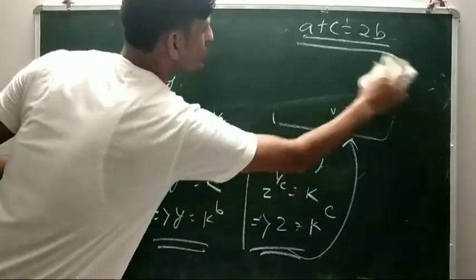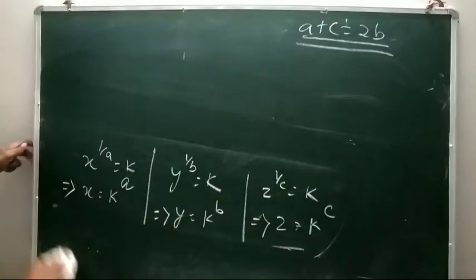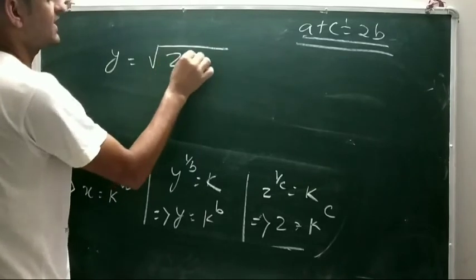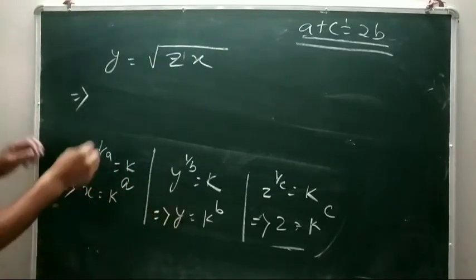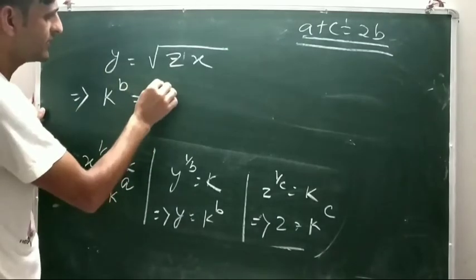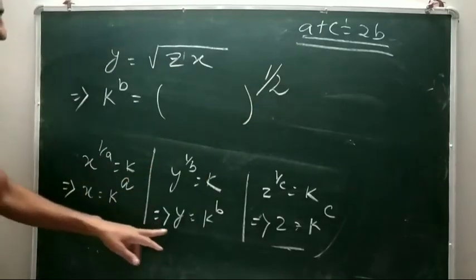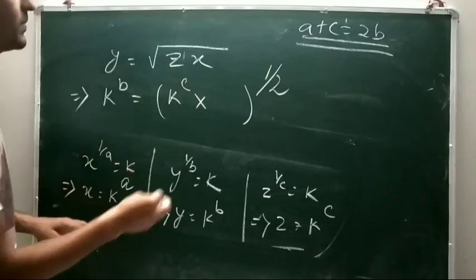Y is equal to root over z. Let's see how we will get. Y is equal to root over zx. So y, what is the value of y? K to the power b is equal to root over, which means 1 by 2. Okay, zx, z means k to the power c and x means k to the power a.